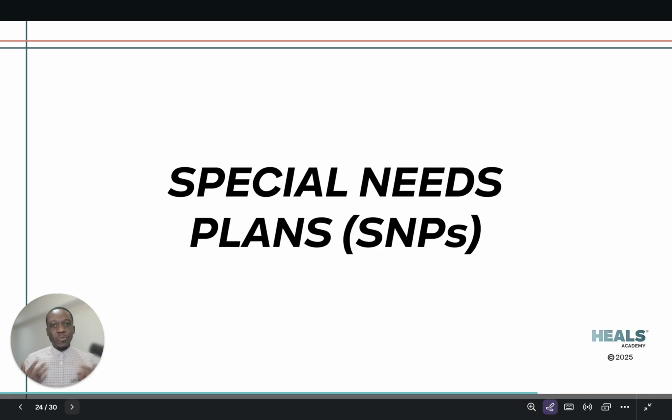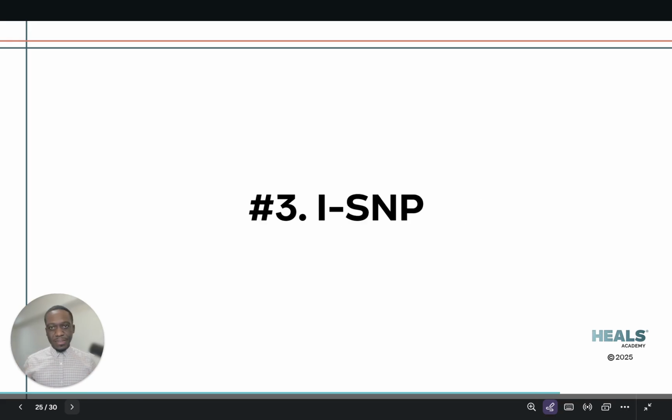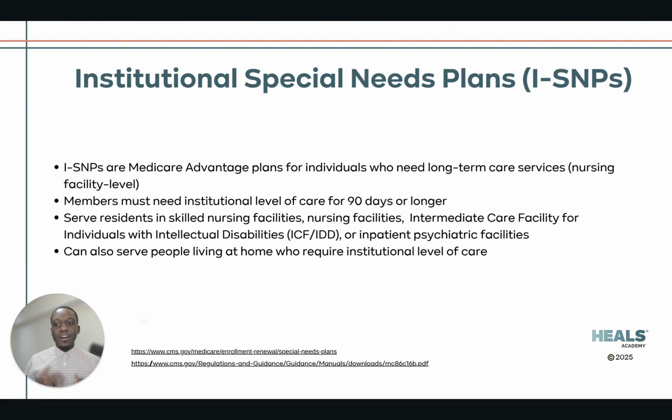Today we are picking up from where we started last month as we covered special needs plans. We have looked at the introduction to special needs plans, dual special needs plans, and chronic condition special needs plans, and today we are looking at I-SNPs, institutional SNPs. Institutional special needs plans are specific types of Medicare Advantage plans, because we are dealing with Medicare Advantage here, specifically for individuals who need long-term care services, nursing facility level services.